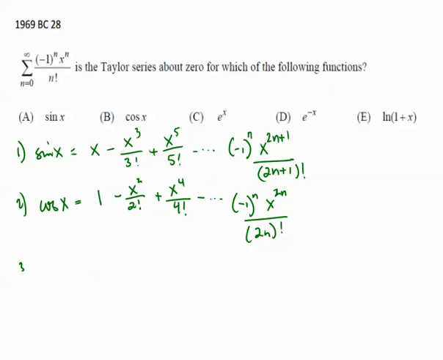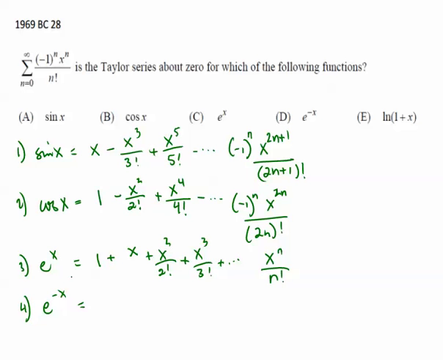Then e to the x has all the terms, and they're all positive. 1 plus x plus x squared over 2 factorial plus x to the third over 3 factorial, etc. And that one is simply x to the n over n factorial, which is very similar to what we have here, only what we have here would be e to the negative x, which is simply going to be the same except that it alternates. And that's what we're dealing with here.